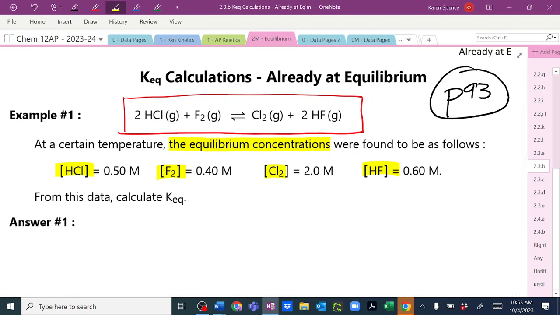What do you imagine that you have to do first? You have to write the KEQ expression. If you leave that out and you just go chucking numbers in without writing the KEQ expression, you will lose, on my quizzes, a half a mark or a full mark, depending on what the quiz is. So try it. I bet you can do it.